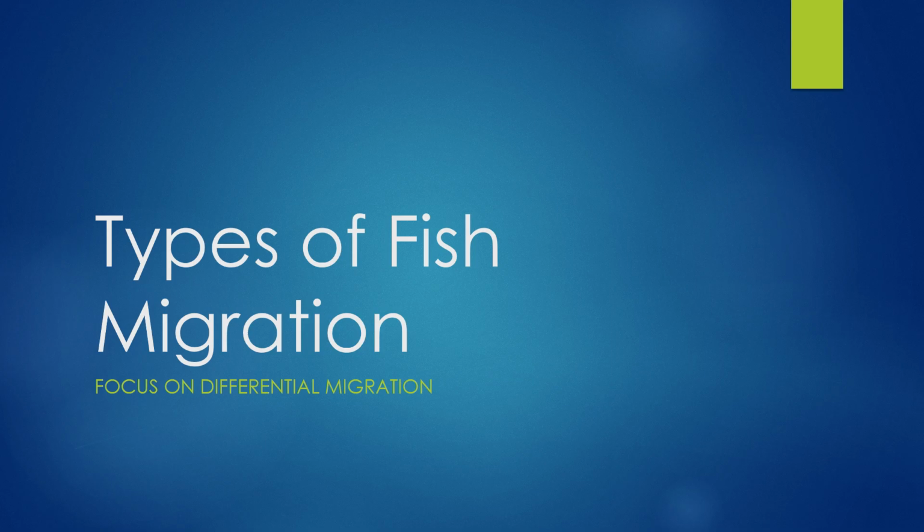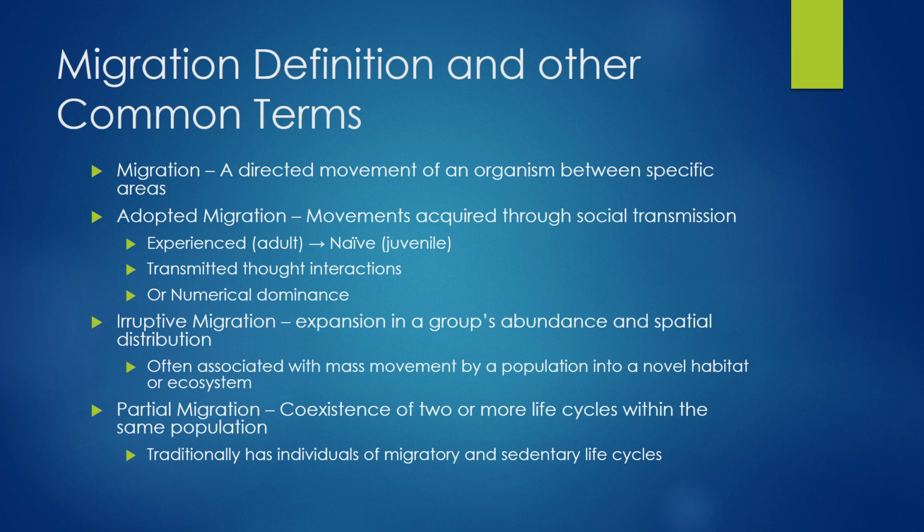Today I'm going to talk to you guys about types of fish migration, and we're going to focus on differential migration. Some common terms that we're going to encounter today are migration, which is defined as direction of movement of an organism between specific areas. I'm sure you guys have heard of this term plenty of times before.